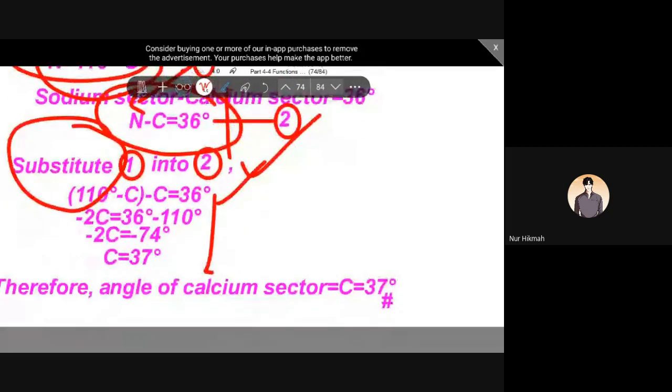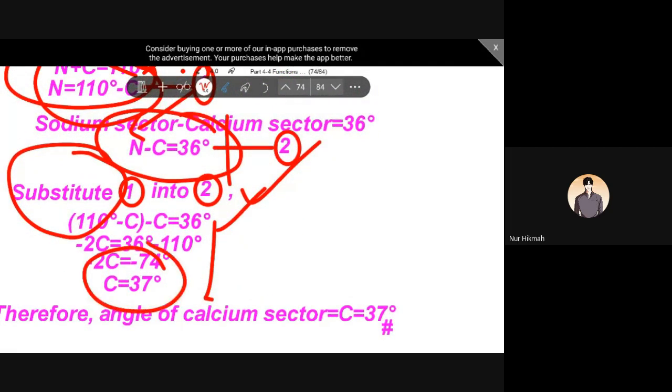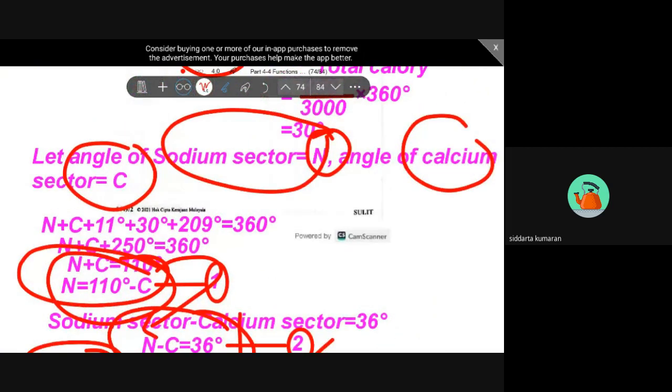Ini jawapan kamu. Sebab mereka nak sudut sektor kalsium. They want the calcium angle sector. So therefore you conclude the angle of calcium sector is 37. So can you understand? Boleh faham soalan ni? We done already. Understood. Okay, good. So we go next question, okay? So siapa-siapa ada soalan boleh, you can ask now. Any questions you have so far?